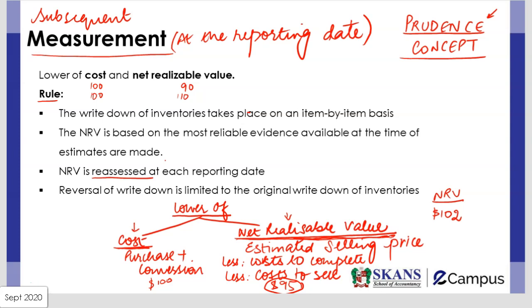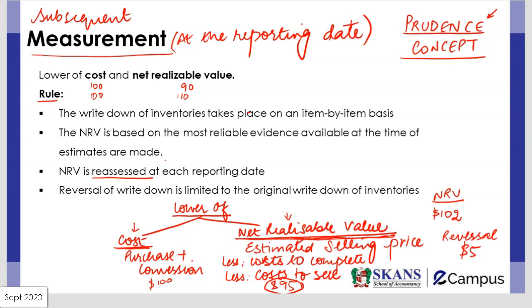Later on, if the NRV becomes 102, the maximum reversal that can be done over here is of $5 only. Reversal maximum can be of $5 only. The value will come back to 100. It cannot go beyond 100. Why? Because as per rule, the inventory has to be recorded at lower of cost or NRV.